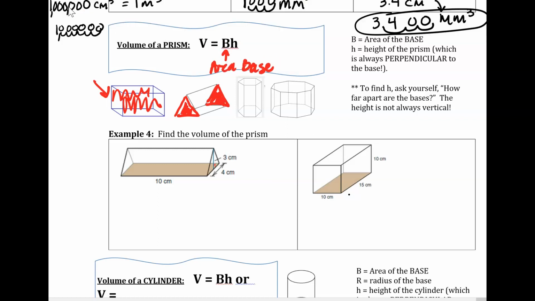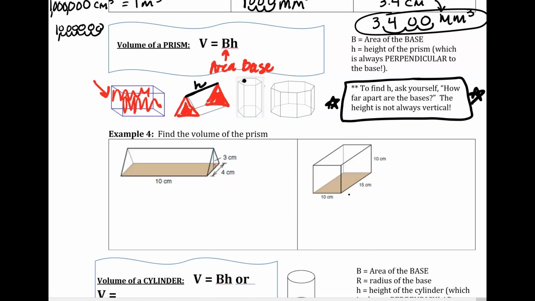Now, one thing I want you to notice, and this is really important, is how we define height. Okay, if you have a highlighter, you could highlight this part. You're going to ask yourself, how far apart are the bases, not how tall it is. So for example, on this triangular prism here, the height is actually going to be this distance right here because it's how far the bases are from each other. It's not how high it stands on the desk when it's sitting down, because you could orient this lots of different ways as it's standing.